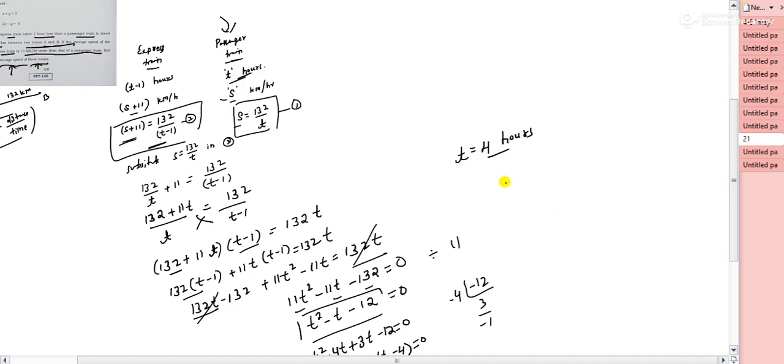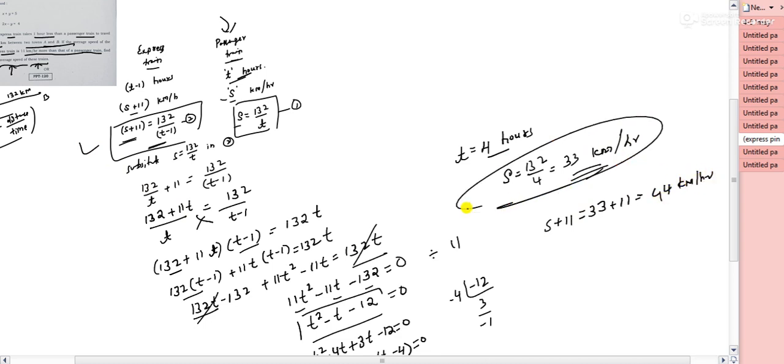And what about its speed? Speed is equal to 132 by 4, right? So how much is this? 4 threes are 12, and 4 threes are 12, so 33 kilometers per hour. This was the speed. What about the express train? It is s plus 11, right? So it means 33 plus 11, which is equal to 44 kilometers per hour. So this is the speed of the passenger train and this is the speed of the express train.